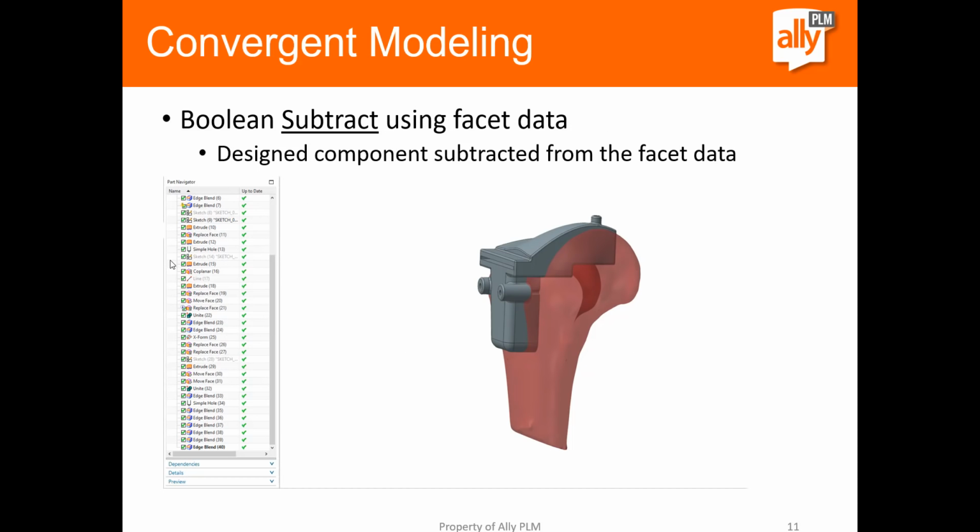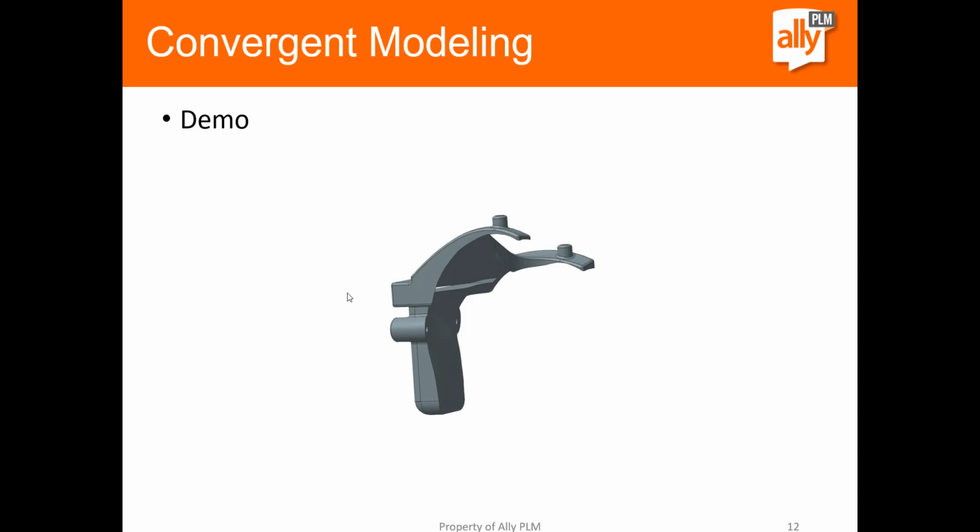So here, our first Boolean operation being a subtract, we'll use the design component, this being a brace for the medical field to modify the bone, and the facet data of a knee. We will then use the Boolean subtract to cut away the extra material on the component colliding with the facet. So here, this being the finished component after the material has been cut away from the facet to mount onto the knee. So now let's go ahead and take a look at NX.